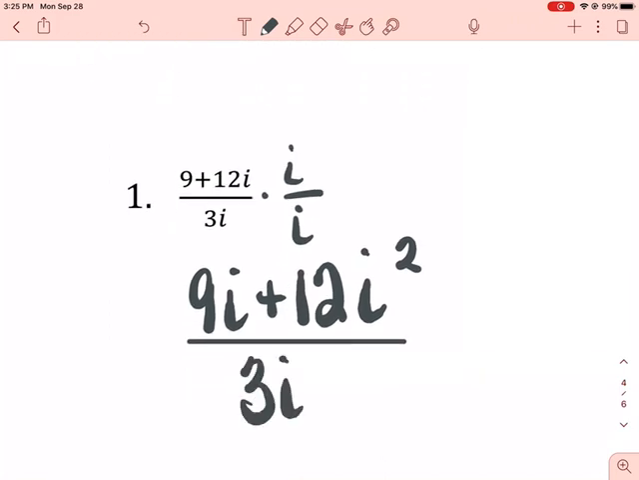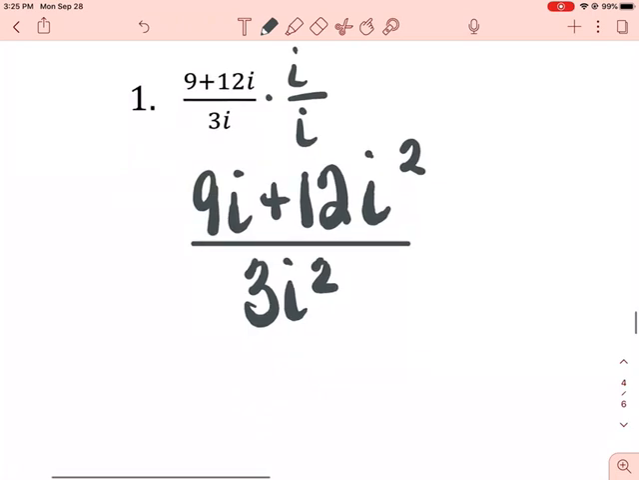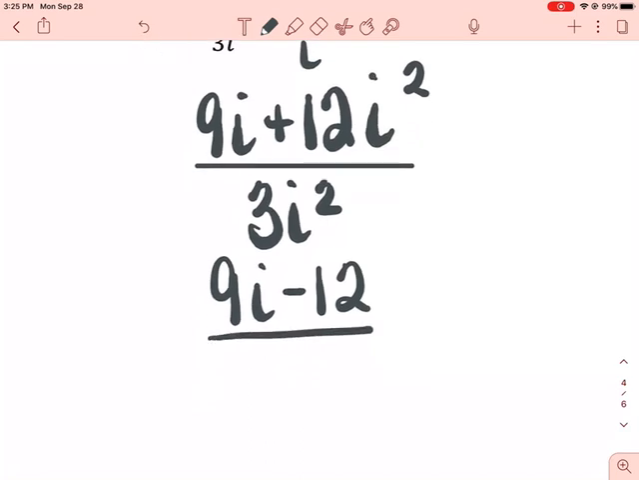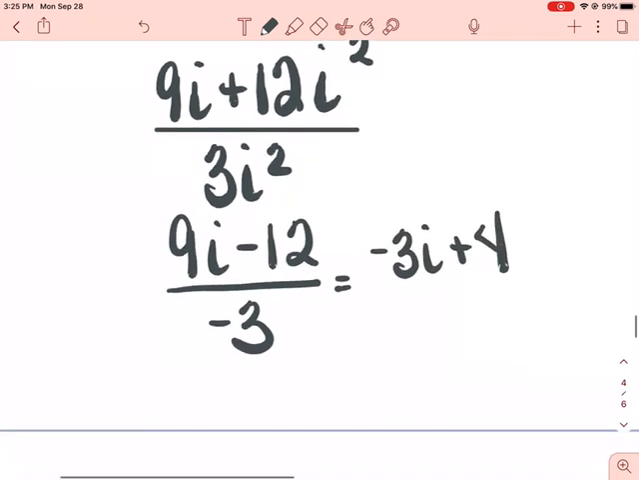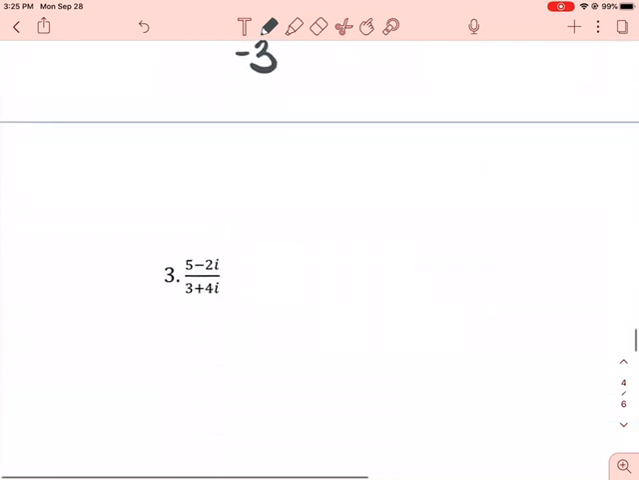Over 3i squared. Okay, so i squareds become negative 1. And there you go. No more i's in the bottom of the fraction. Can you take a 3 out of all of those? Yes. In fact, you can take a negative 3 out of all of those. So this will become negative 3i plus 4, if you really wanted to go that far.